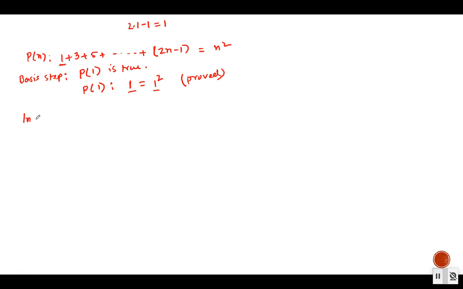So now we are going to talk about the inductive step. In this step, first we need a hypothesis. So we are going to assume that Pk is true.